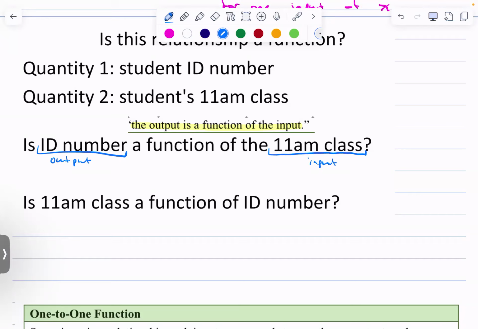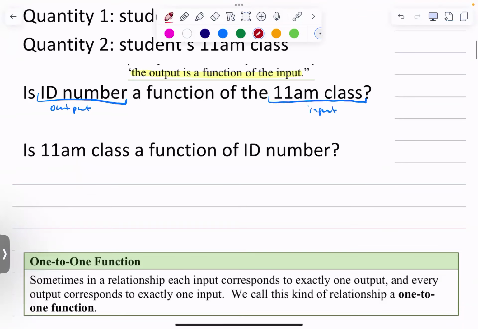You're all in this class, right? And so if I search your schedules, who has a class at 11 a.m., 10 a.m.? I guess we're here for 11 as well. Okay. Then I would get all your student numbers, right? And probably a couple more because there's other classes going on, right? And so that's not a unique output, is it? Right? And so this one, ID number is not a function.